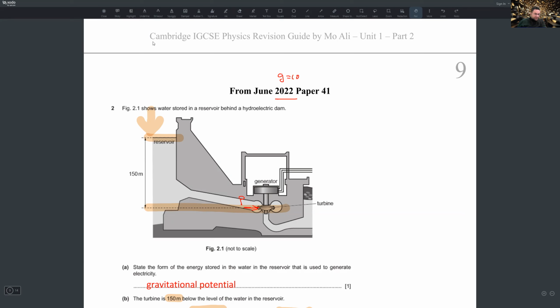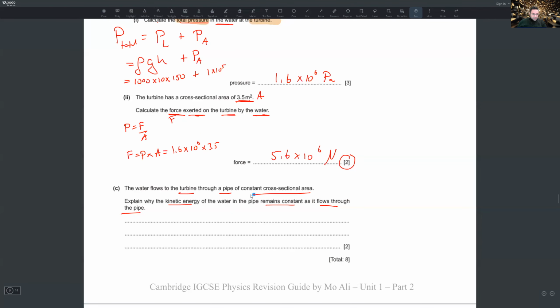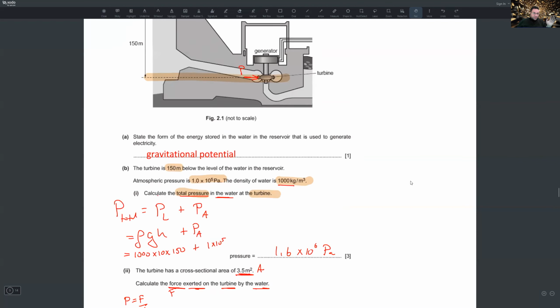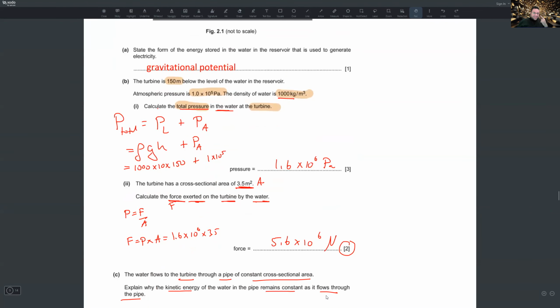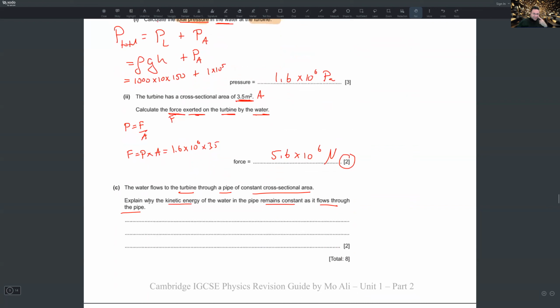But through the pipe, he said the kinetic energy stays constant. Since the kinetic energy stays constant, it's one of two things. Either there's no energy change at all, even though he drew the pipe going down, or something else is wasting the energy.